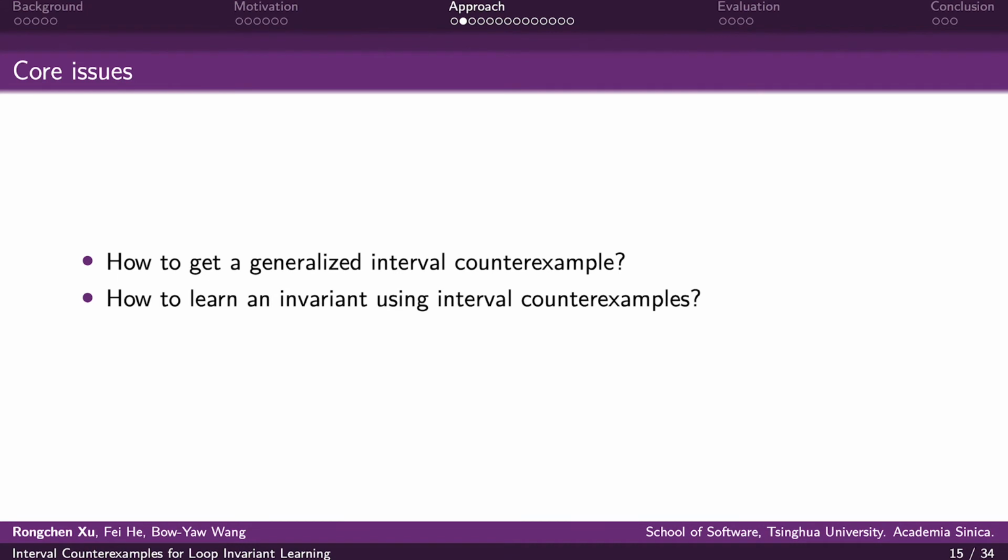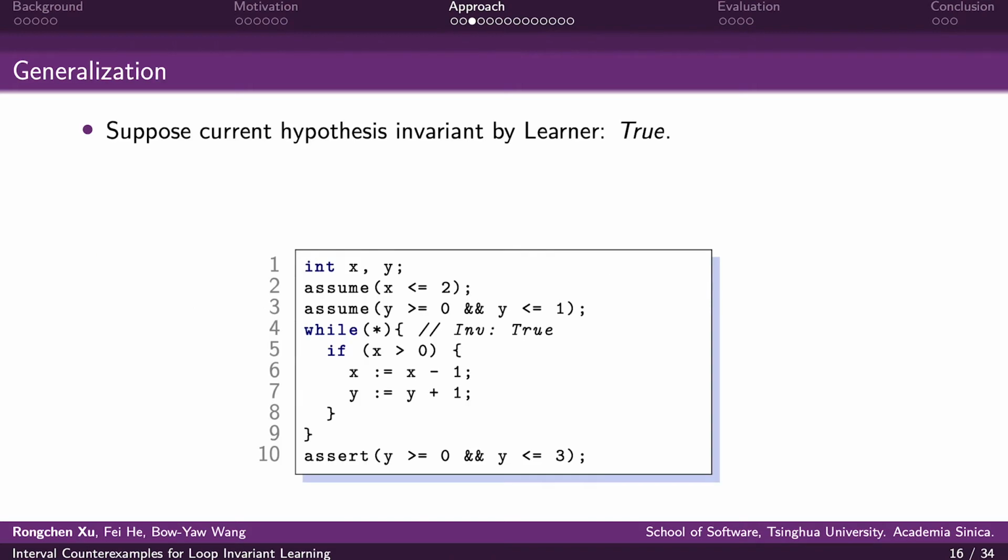There are two core issues in our paper. The first is how to generate a generalized interval counterexample, and the second is how to learn an invariant using given interval counterexamples. Now, let's consider the first question.